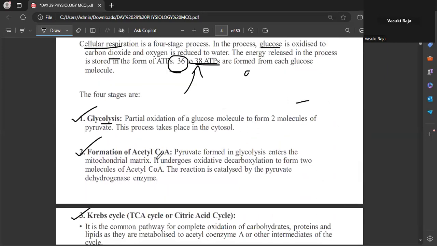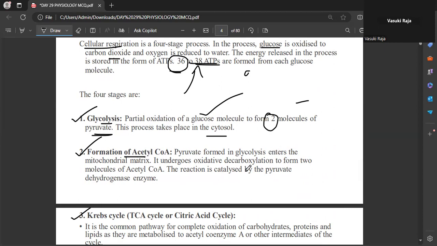Now, what is glycolysis? Here, there will be an oxidation of the glucose molecule. By oxidizing this glucose molecule, we are getting 2 molecules of pyruvate. And where is this process of glycolysis taking place? It is in the cytoplasm or cytosol.